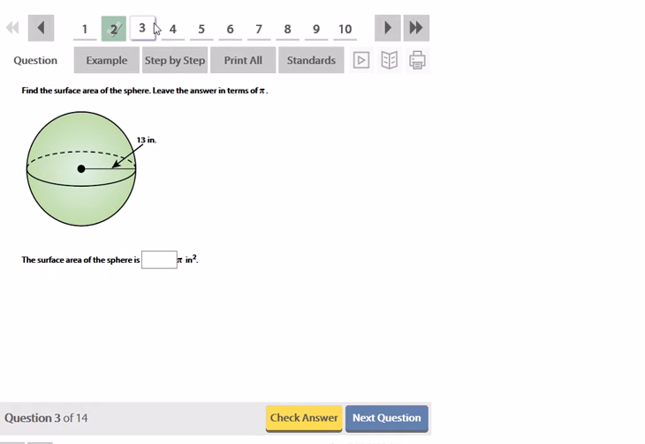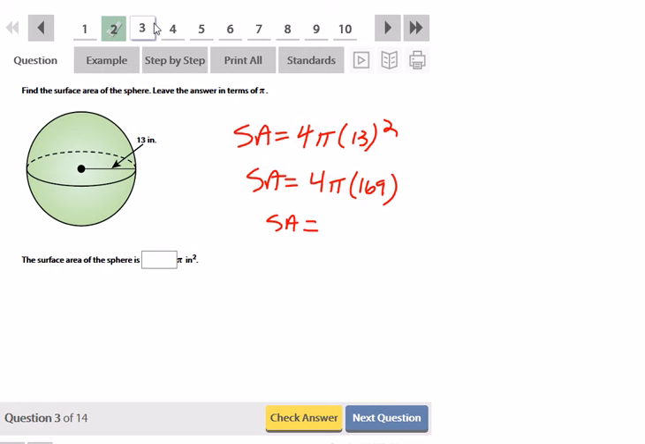Okay, find the surface area of a sphere. The difference here is that they do give you the radius, so it's perfect. Surface area is 4 pi times the radius, which is 13 squared. So the surface area is equal to 4 times pi times 169. 4 times 169 is 676 pi. That's what I would want. If they ask you to round, you would, but they ask you to leave it in terms of pi. So 676 pi.